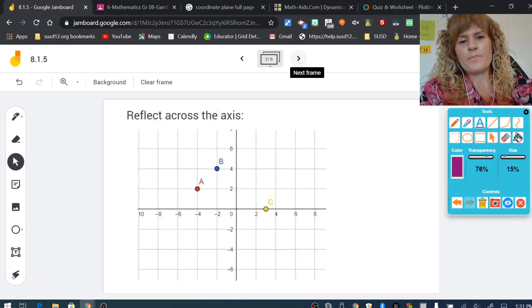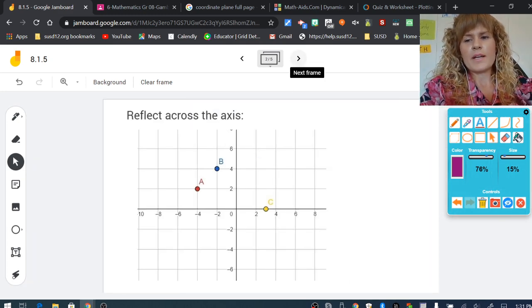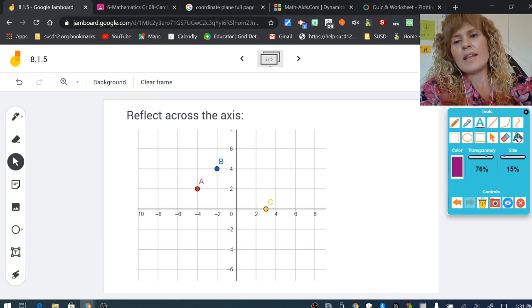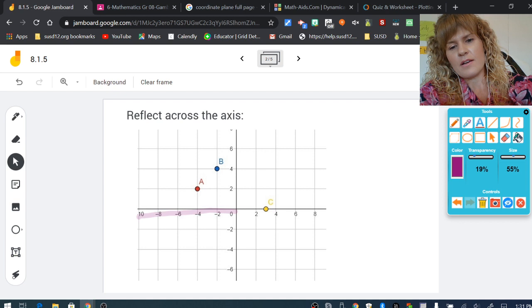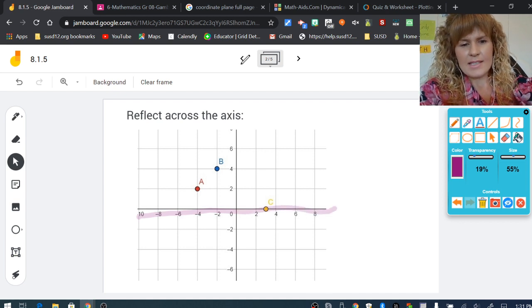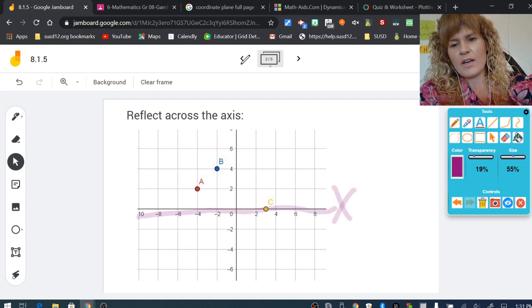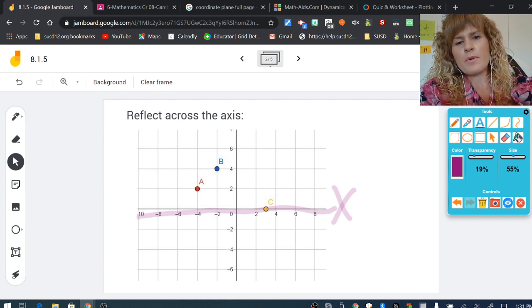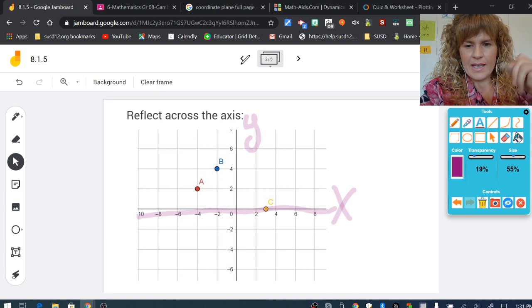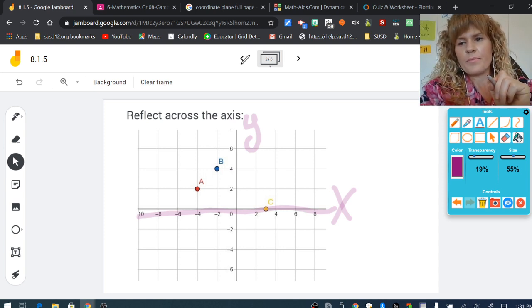Let's keep going. Now, we're going to try reflecting across the axes. Let's reflect across the x-axis right here. So using the x-axis as your line of reflection, remember that the y-axis runs up and down vertically, and the x-axis runs side to side horizontally. Okay, let's plot our images. The image is the reflected point.